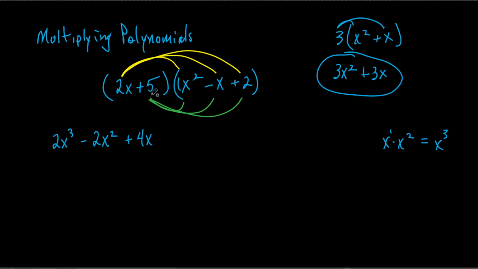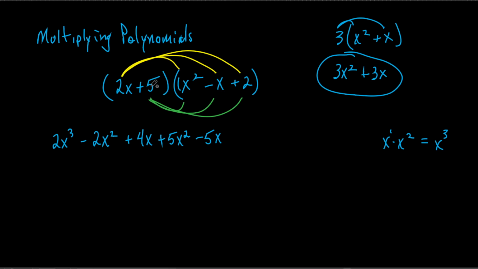Now we multiply everything by this 5. So I take this 5 and I multiply it by everything through here. So it's positive 5 times x squared, which is just plus 5x squared. Then we take the 5 and multiply it by the second one. And it's just a negative 1x times 5, which is just negative 5x.